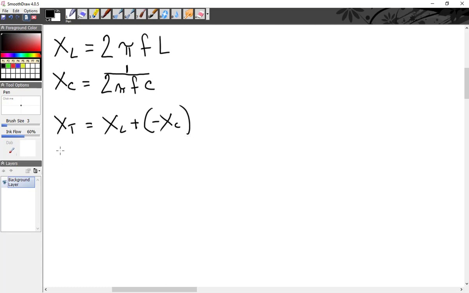All right, now what? Square root. Square plus X total, squared. All right, is it nice and neat enough for you guys? No, I'm serious. Okay, now what? Phase angle.